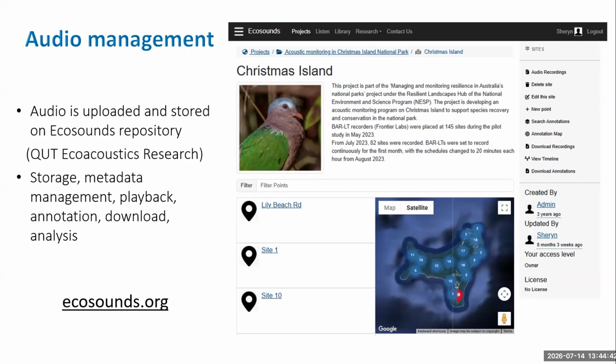Anthony's written it so that it organises your audio file metadata for you. It does have playback and annotation download functions. We don't use that in this project because it's a big project. And now it also has analysis functions. So with the Perch or BirdNET classifiers, it will generate your embeddings for you, and it will soon be generating your classifier detections for you. So just a note on that.